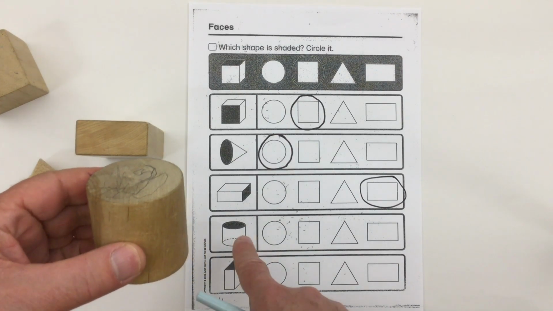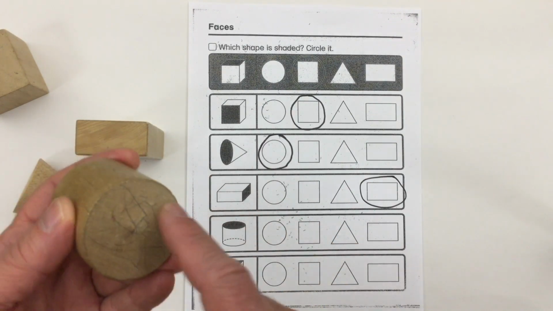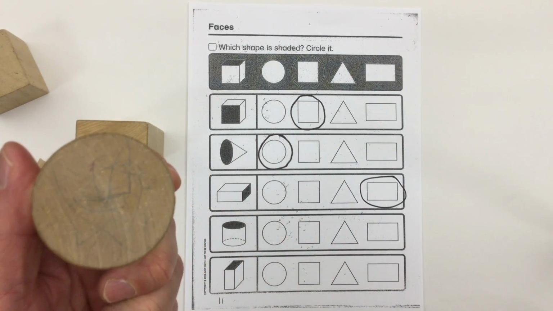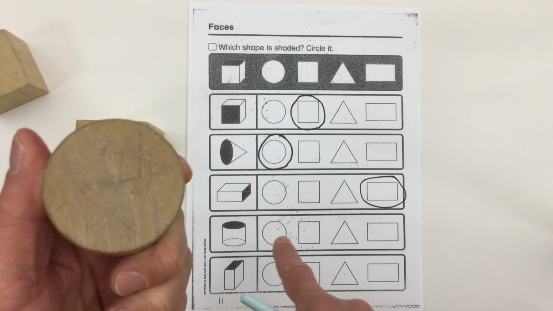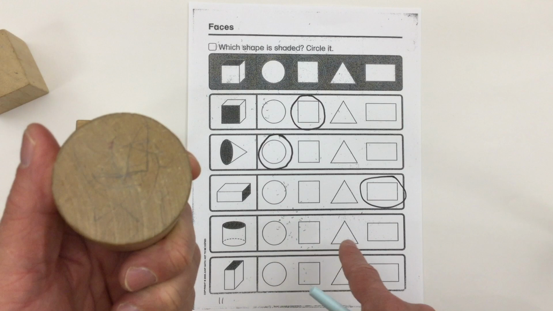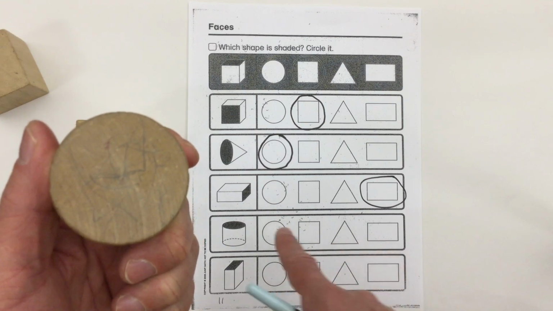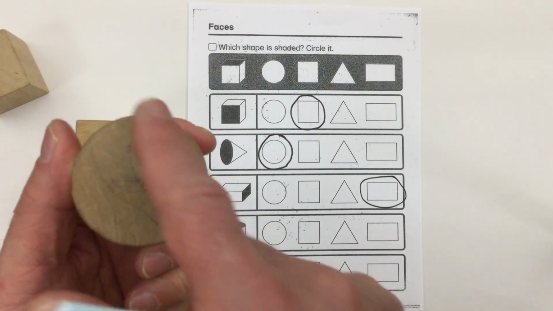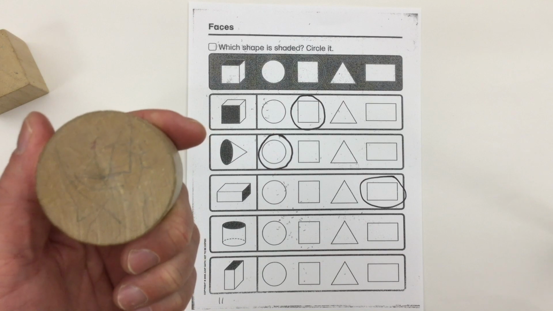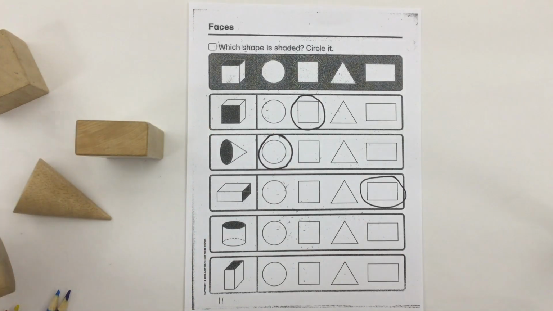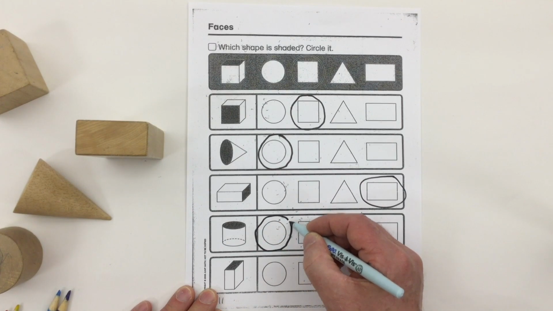Next, we're looking at a cylinder, and they're showing us this shaded in part. What is this shaded in part? What are we looking at? Are we looking at a circle? A square, a triangle, or a rectangle? What shape is this? It is a circle. Again, we're going to circle the circle.